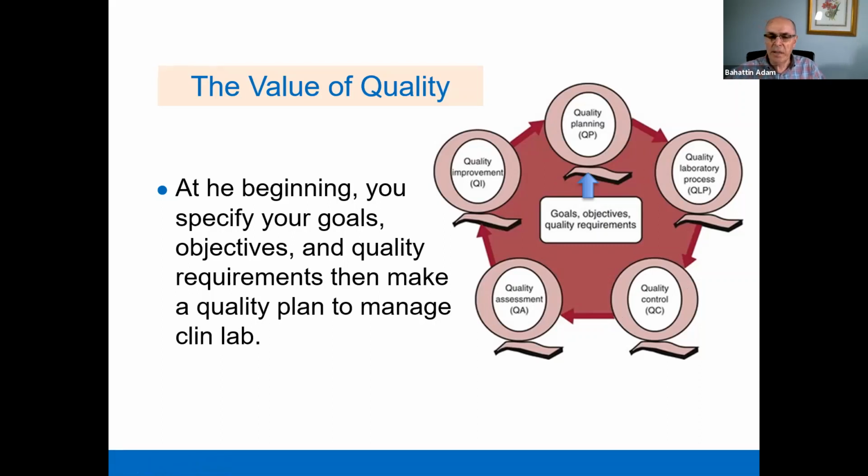Okay, this is the whole quality management as we see here. Now I am going to talk about it step by step, and I hope that you will understand what quality management and quality assessment mean at the end of these lectures.